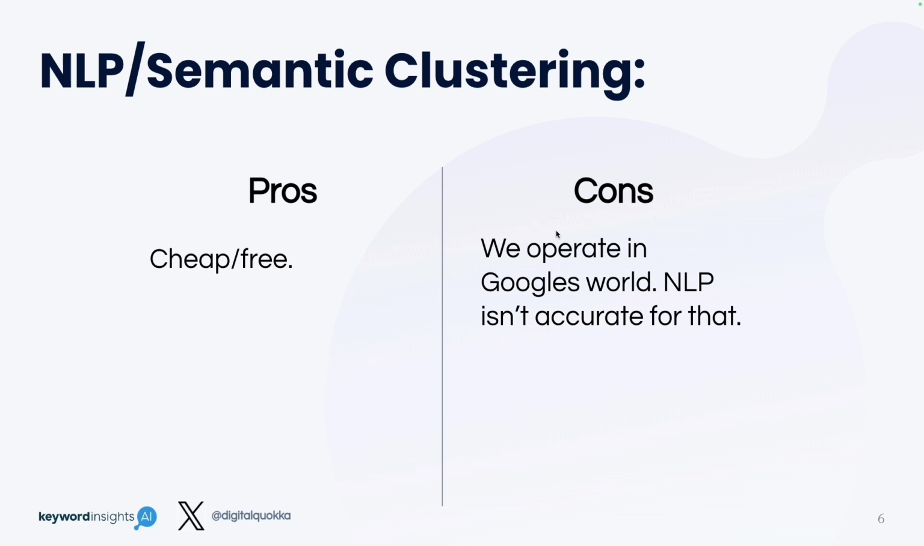A big con is that we operate in Google's world. Well, it's Google at the moment, but we operate in Google's world. And if we are building websites to attract audiences to our business, we need to operate in Google's world. We need to optimize to what they're showing. And NLP isn't accurate for that. Because it's grouping based on an algorithm, not what Google's doing, it might tell you incorrect or not very accurate data, which we'll show you an example of in a second.